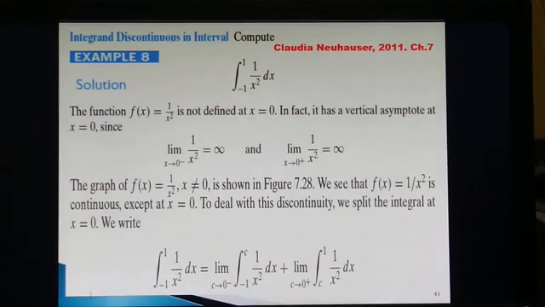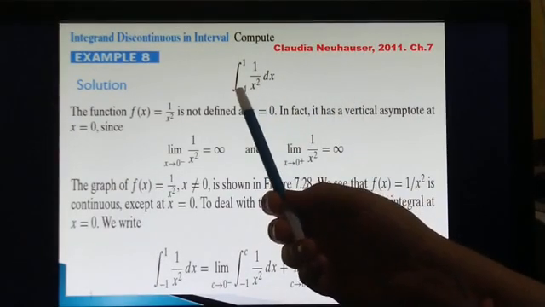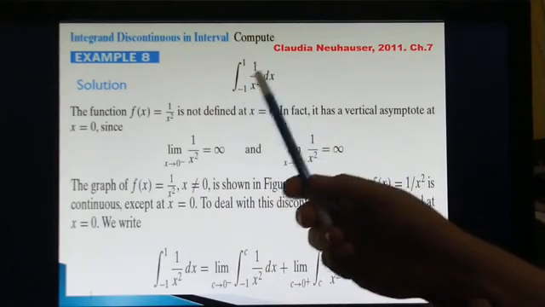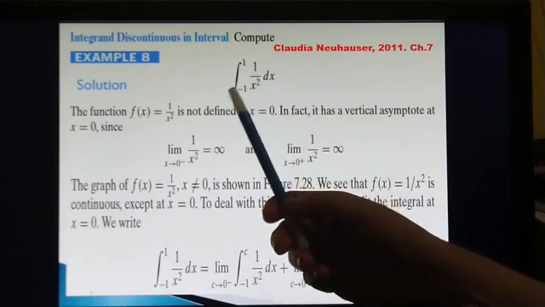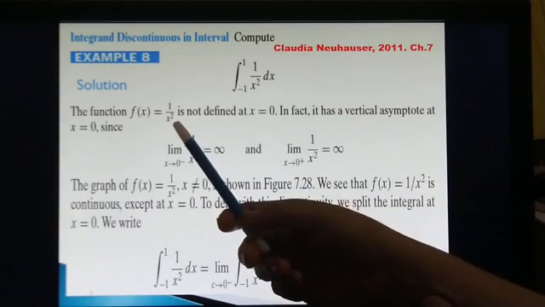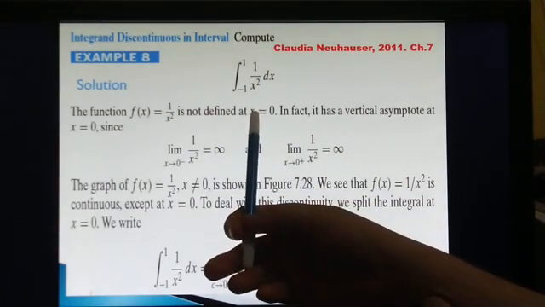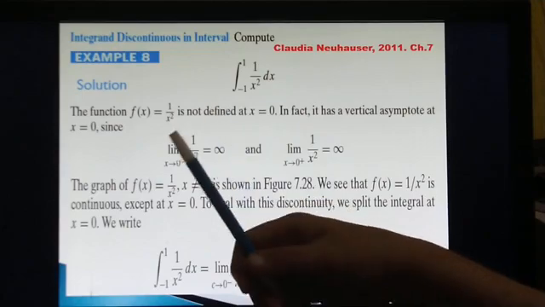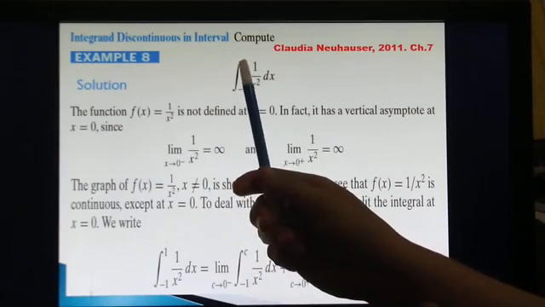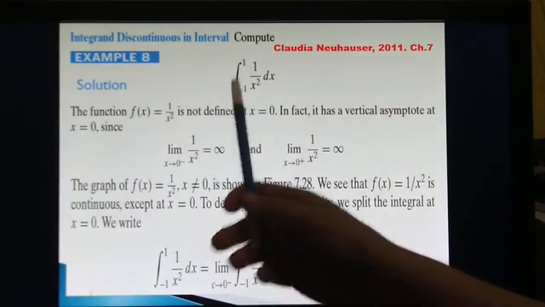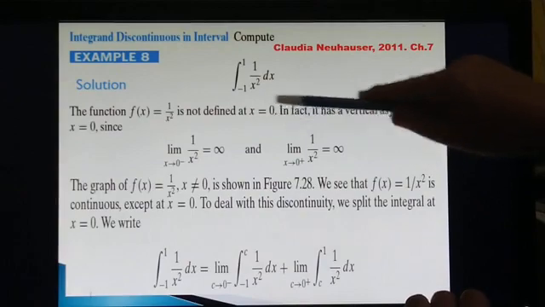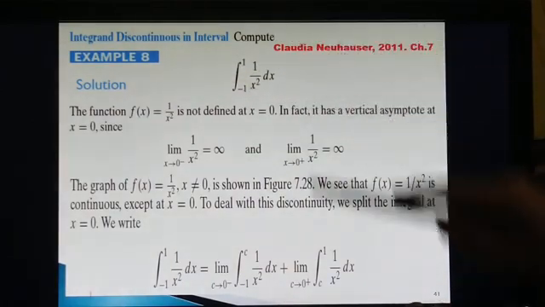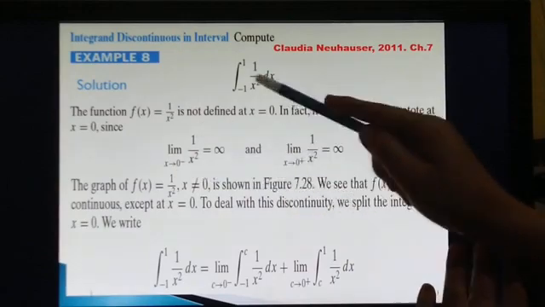Maybe the last example, example number 8, from Claudia. What about the integral of 1 over x squared from minus 1 until 1? Here 1 over x squared is not defined, of course, at x equal to 0. Even though at the bounds minus 1 and 1 the function f is defined, in between, at x equal to 0, it is not defined, because 1 divided by 0 is not defined. So this improper integral happens at x equal to 0.